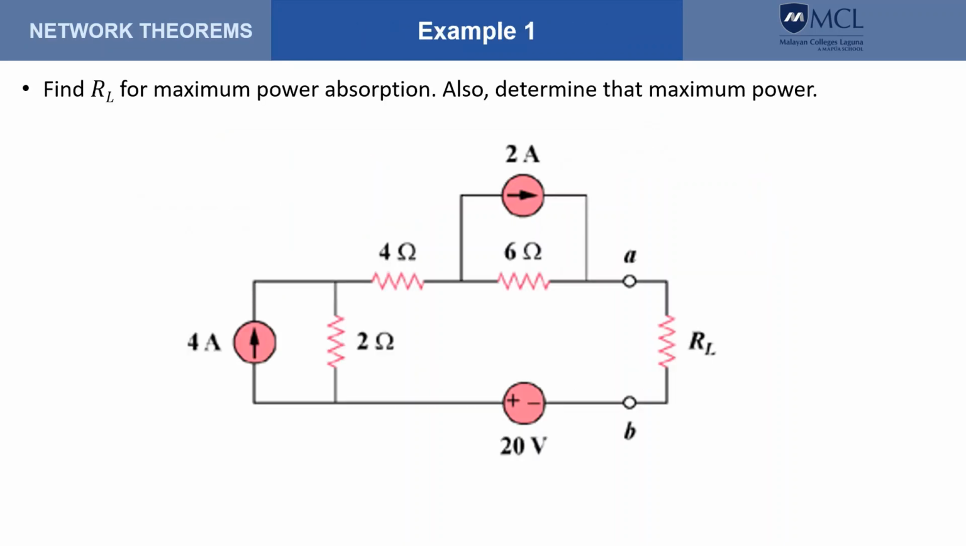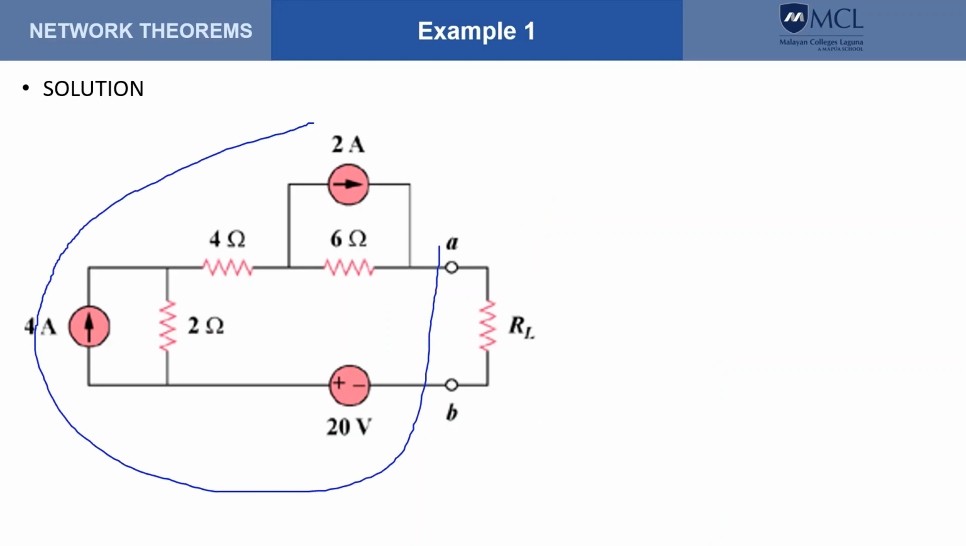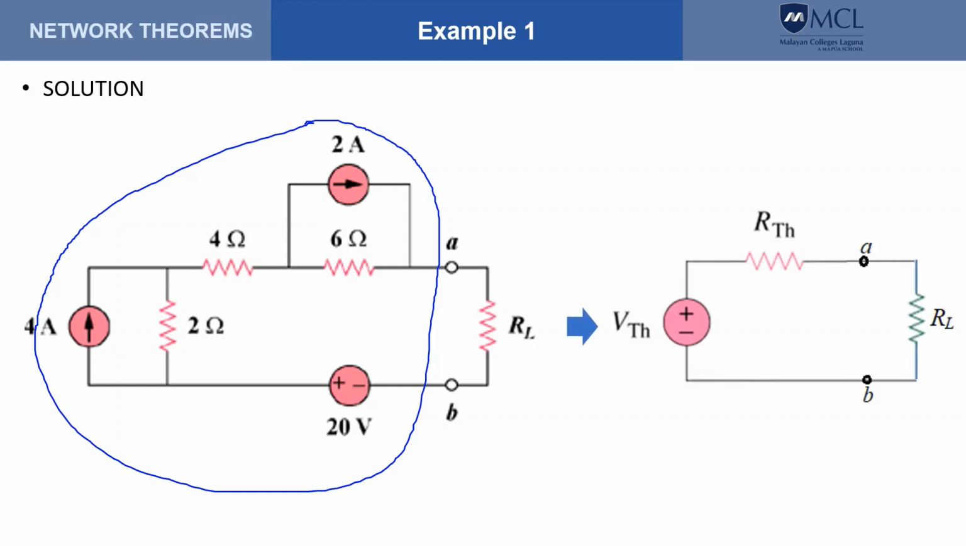Let us work on this example to illustrate maximum power. Here we are required to determine R sub L that would absorb maximum power. After determining R sub L, we're then required also to compute for the power that is absorbed. In order to accomplish this, we need to convert this part here into its Thevenin's equivalent and come up with a simplified circuit that looks like this one.